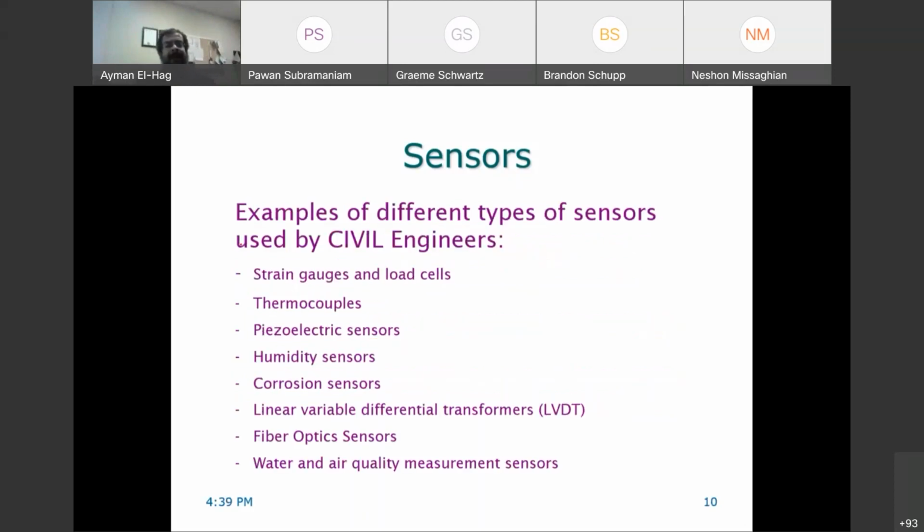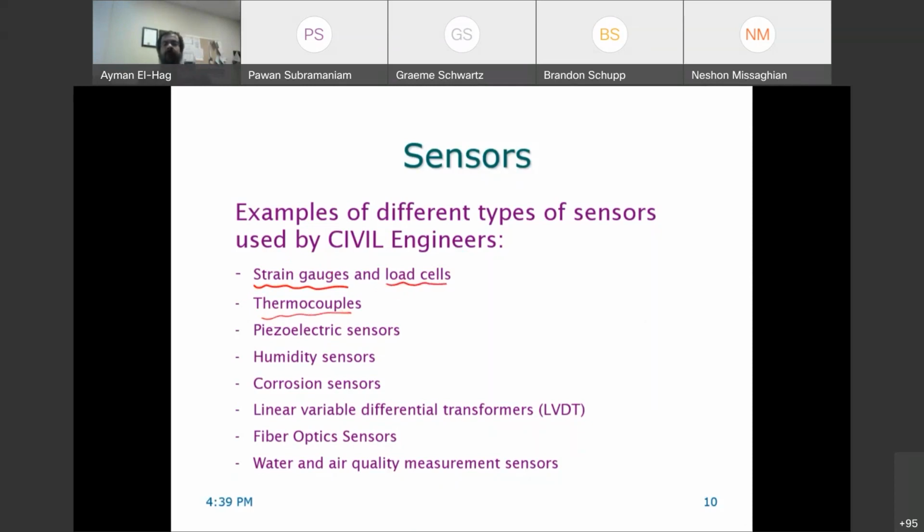These are some examples. There are many more than that of sensors that you will be using in your life. Some of them, maybe all of them, and we will cover some of them in this course, in the course material, or in the lab, or in both. So strain gauges and load cells. The word strain gauge, you will hear this term a lot. As a civil engineer who works on structures, you will hear this term a lot, and we'll talk about that in details along with the load cells.